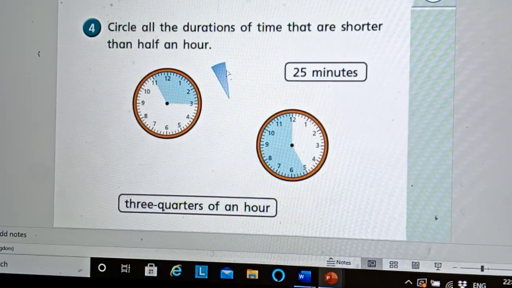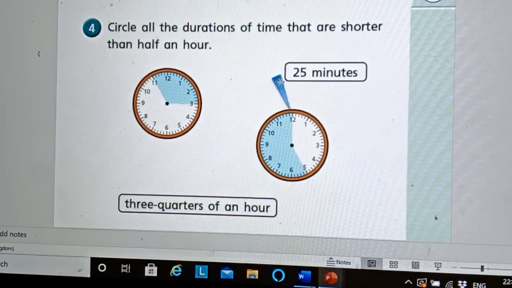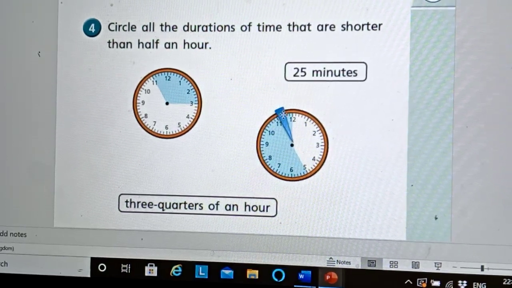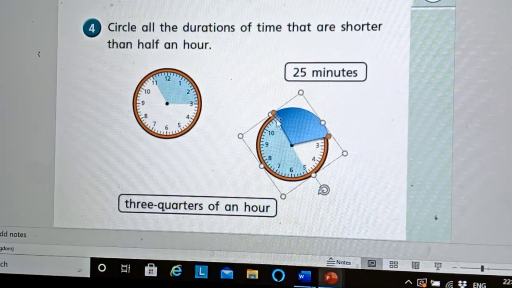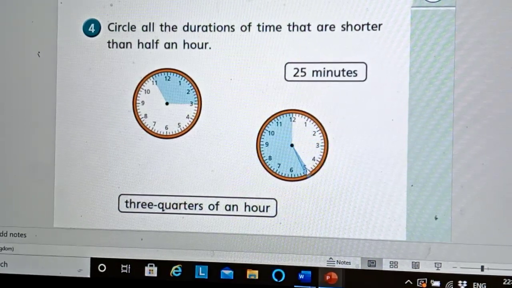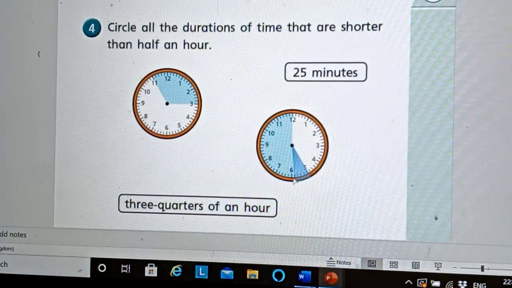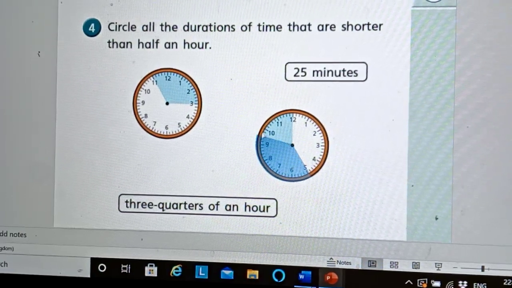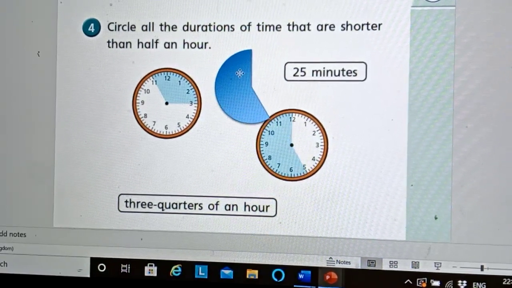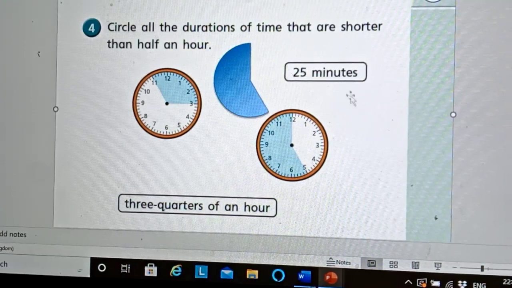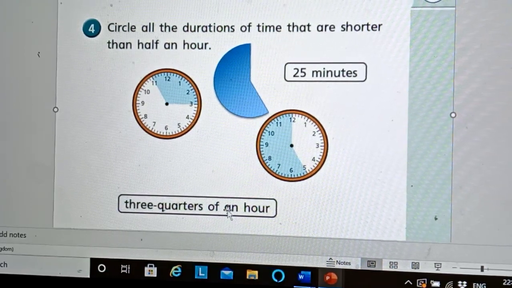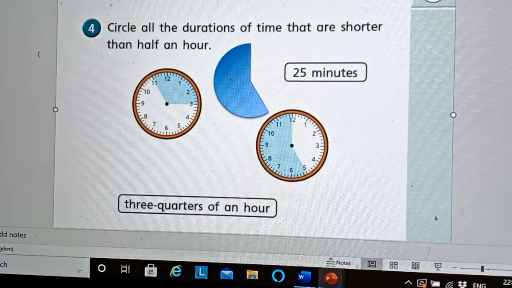And this guy here, where does he start? Does he start at the 12? Or does he start at the 5? Yeah, he's got to start at the 5, hasn't he? Because the clocks can only go that way around. So here we go. Let's start at the 5 and count how far he got round. 5, 10, 15, 20, 25, 30, 35. Is 35 minutes longer or shorter than half an hour? Is 25 minutes longer or shorter than half an hour? And is 3/4 of an hour longer or shorter than half an hour? Circle the ones that are shorter.